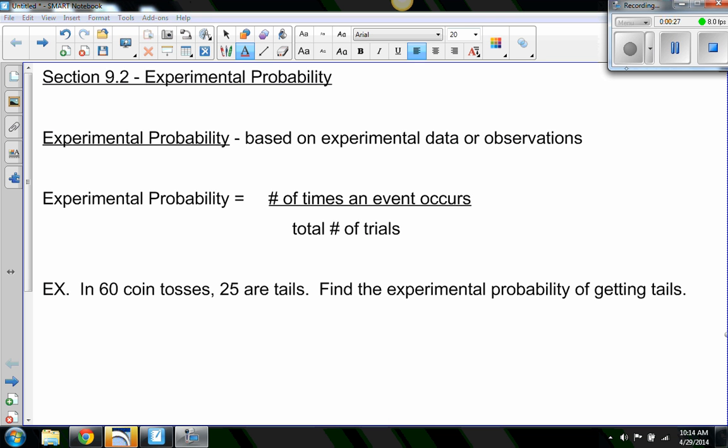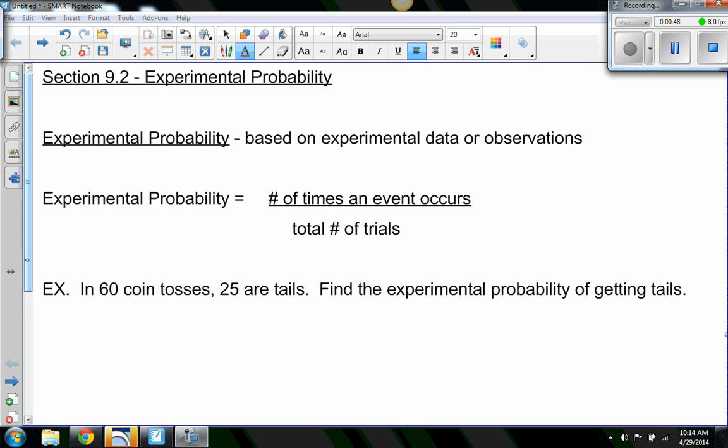The only difference is that it's actually based on experimental data or observations. Remember that theoretical probability was what could happen, okay? How many outcomes could happen. This is actually things that did happen. You did an experiment and you kept track of it, and that's what did happen, okay? So number of times an event occurs goes on top, and the total number of trials goes on the bottom.